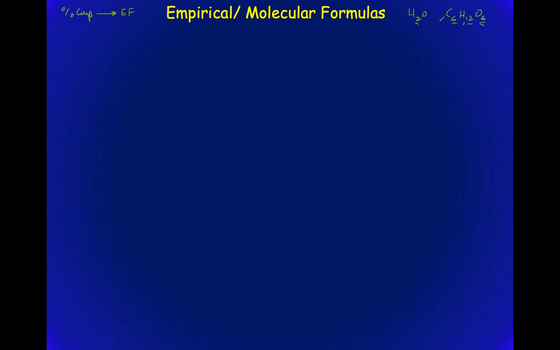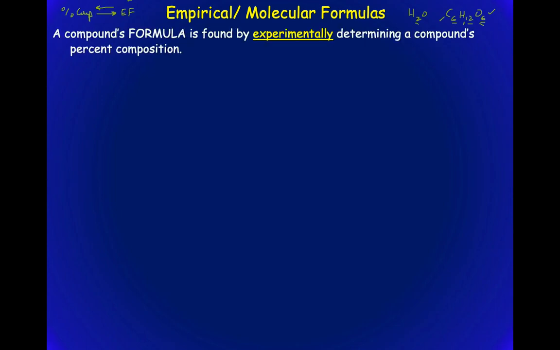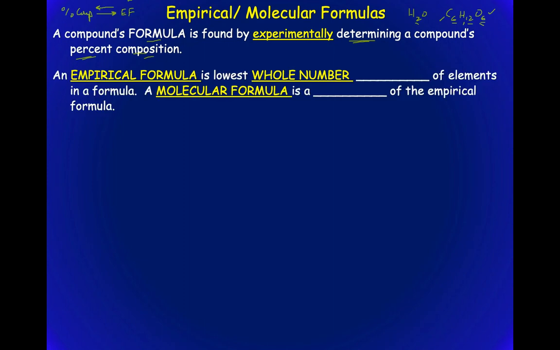So that's what we could do, all right? Empirical formula and percent composition are really the reverse of each other, because if I know the empirical formula, I could find the percent composition. If I know the percent composition, I could find the empirical formula. So, really important: a compound's formula is found by experimentally determining the compound's percent composition. An empirical formula is the lowest whole number ratio of elements in a formula, and a molecular formula is a multiple of the empirical formula.